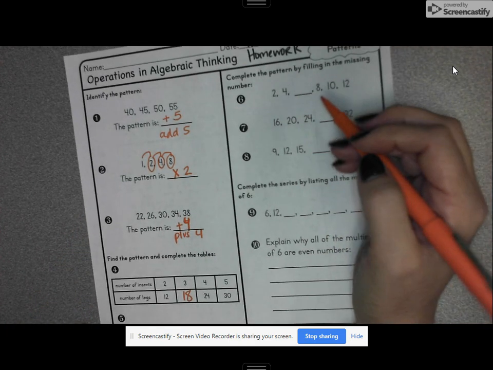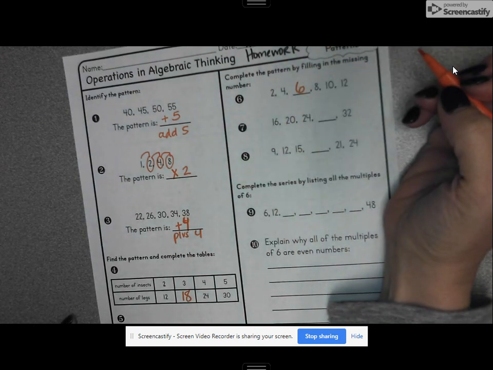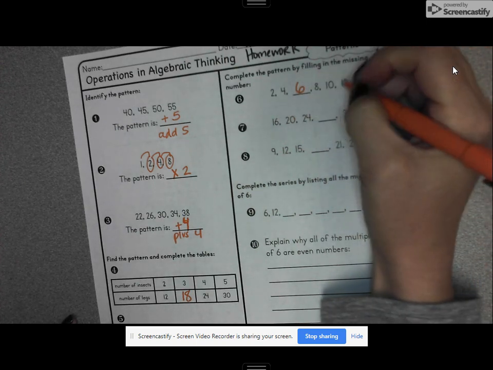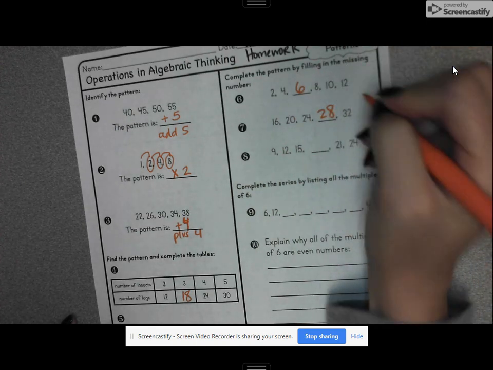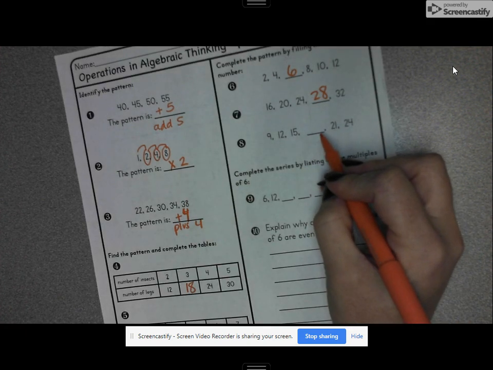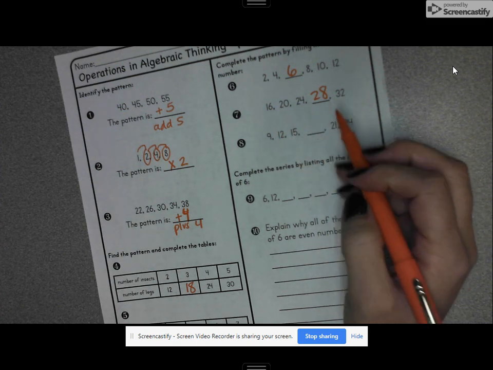Here they're just filling in patterns, 2, 4, blank, 8, 10, 12. So counting by 2s to get a 6. This one, they see that we're counting by 4s. And then 9, 12, 15, blank, 21, 24. Going through and seeing that we're counting by 3s.